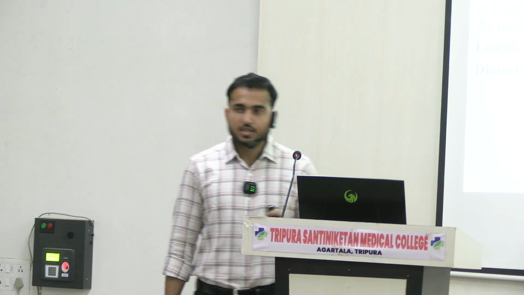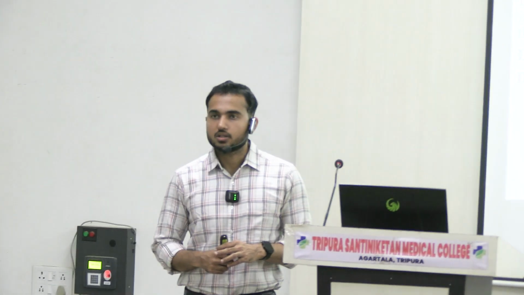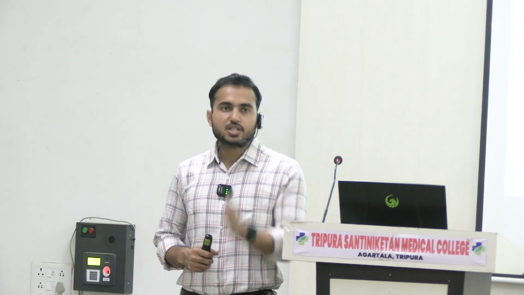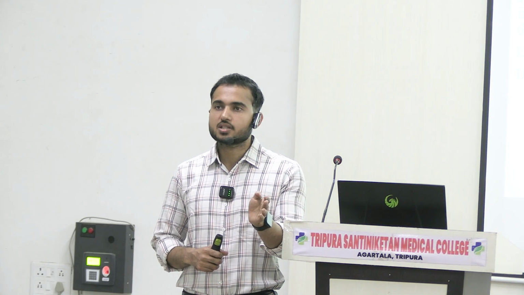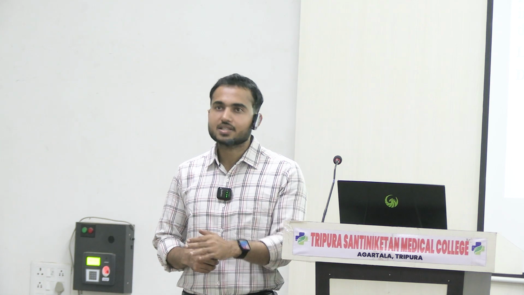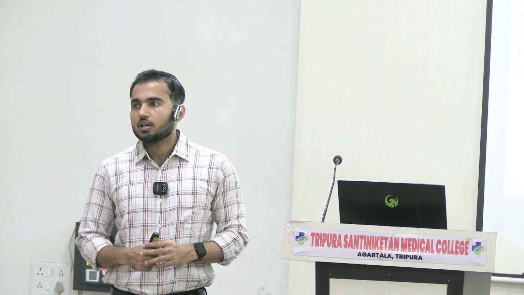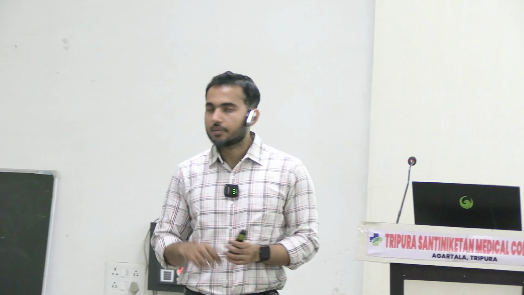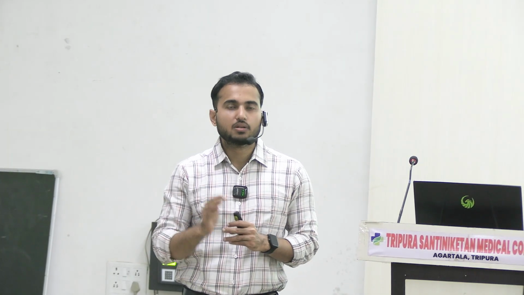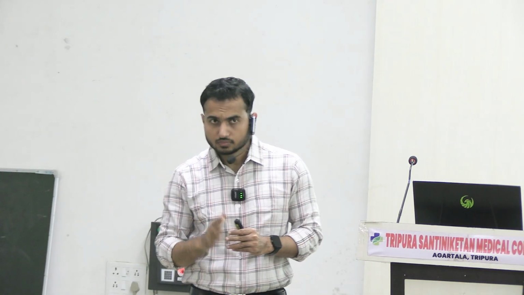Next we'll start with the abdominal aorta. Of the list of structures I have shown you, the muscles we have already discussed. What is next? Next is the abdominal aorta. We'll be focusing mainly on the abdominal aorta and the inferior vena cava.